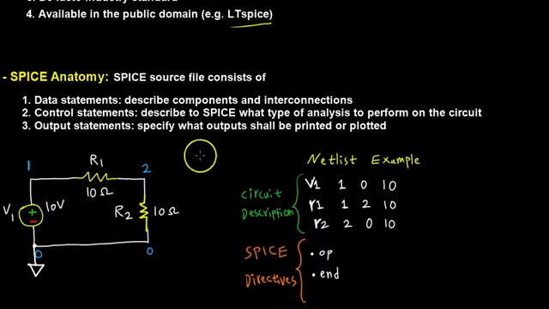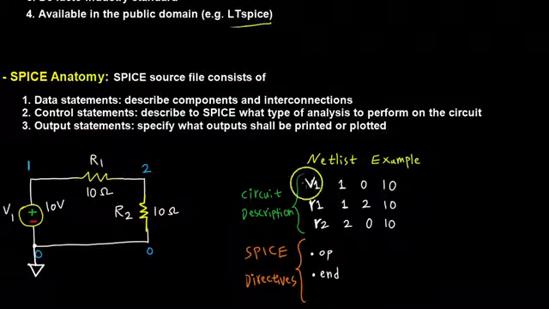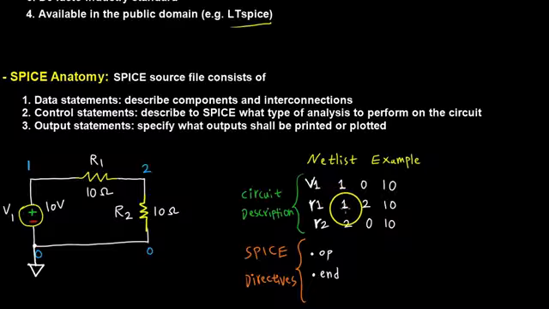Then you're going to have resistor R1, and you're going to specify its interconnection. So it's going to be from node 1 to node 2, and it's going to have a value of 10 ohms, as you can see. Then lastly, we have R2, which is connected between nodes 2 and 0, so the higher node first again, and the lower node 0, and you're going to have 10 ohms for that as well. And then we're going to have SPICE directives.